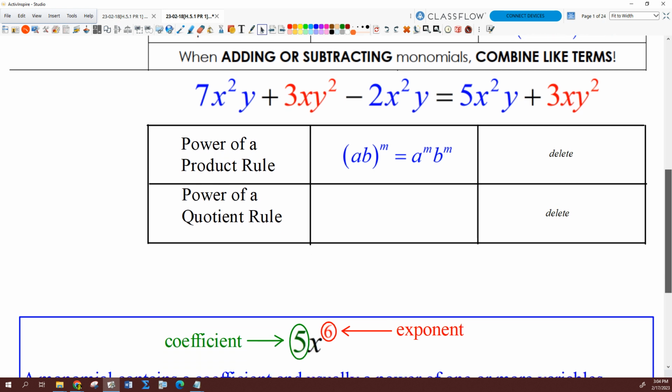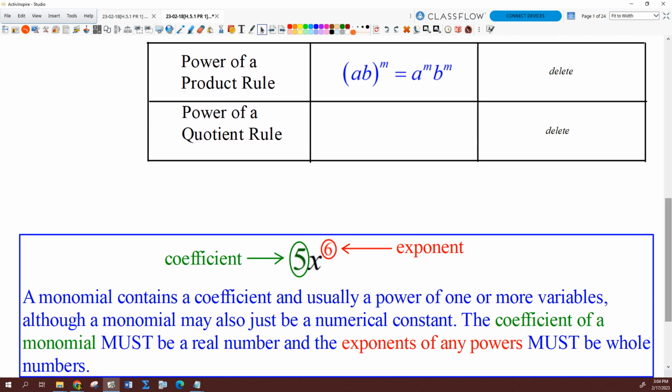All right, and then I'm going to add a couple other rules that don't show up on the standard packet. The power of a product rule and the power of a quotient rule. Okay, so the power of a product rule is this one. It's the one that says if I have a product to a power, I can split that up into the product of the separate powers.